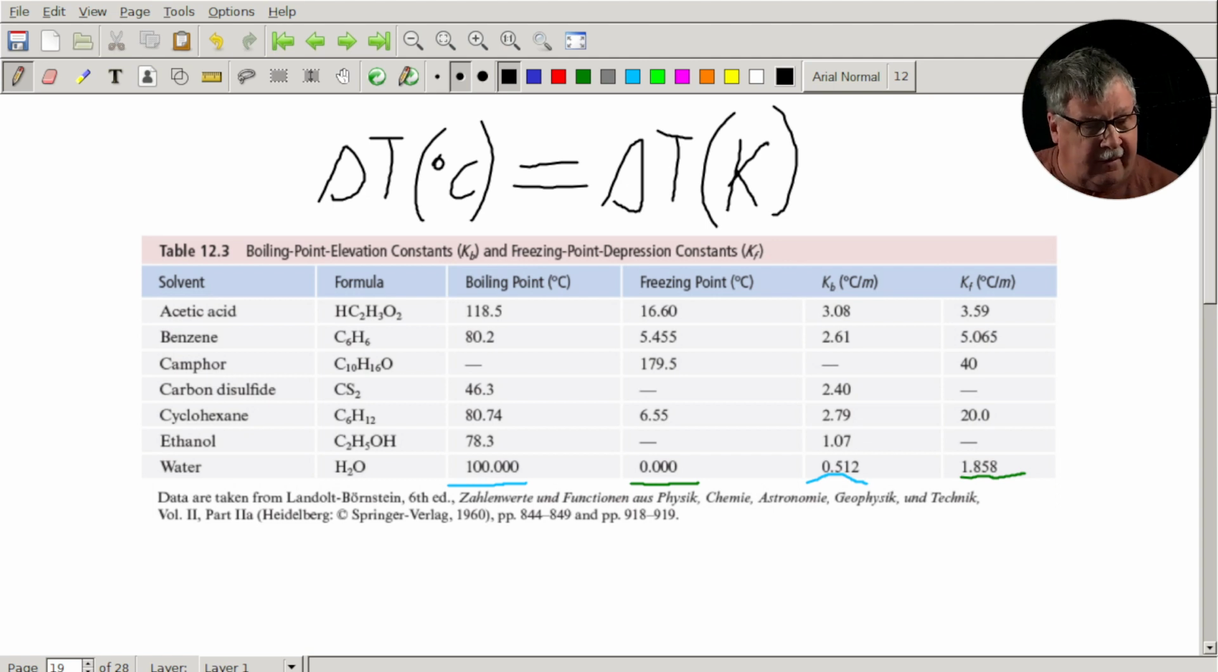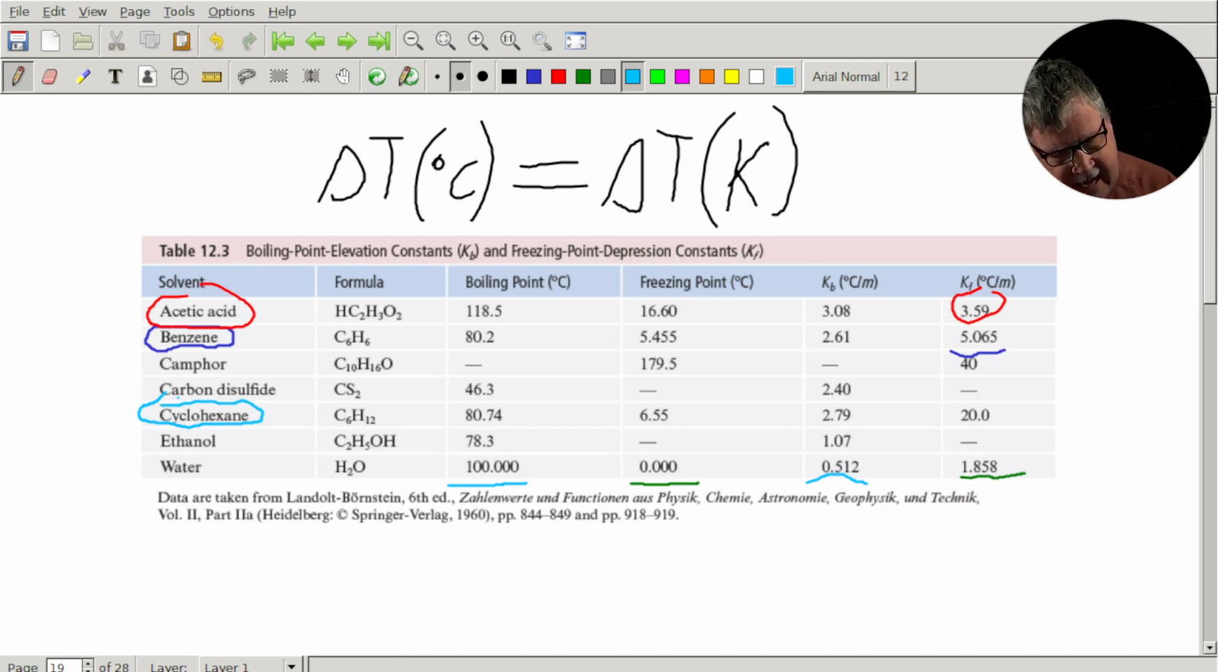Okay, and you can see there's a short list of solvents here. What are the most relevant ones as far as we're concerned? Typically, what we're interested in are solvents that have large freezing point depression constants, and benzene is a good example of that. Acetic acid is another good example of that. But look at this, here's another one that's really an excellent one. We used to use this, cyclohexane.